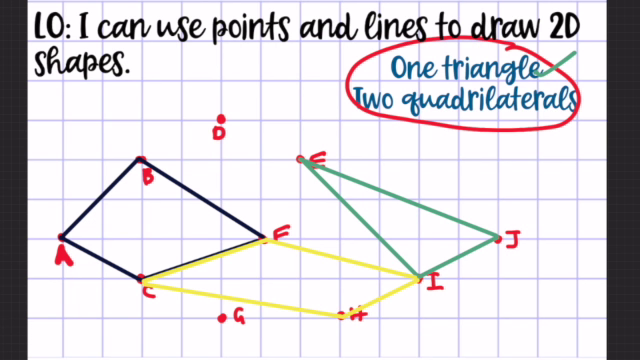So now what I've done there is I've used points and lines to draw 2D shapes. I've drawn one triangle and 2 quadrilaterals. So I would like you to have a go at doing that, and then I will look forward to seeing your work. So thanks for watching, and I'll see you in the next lesson.